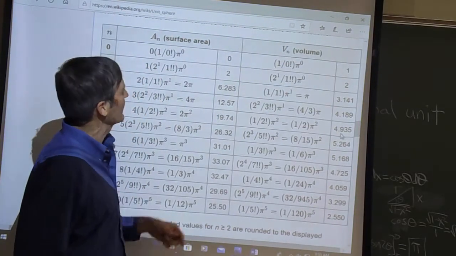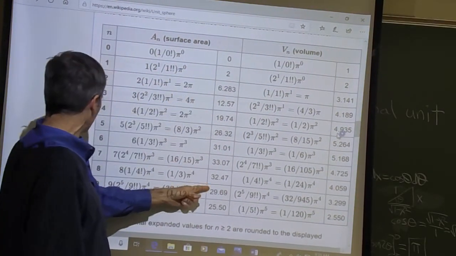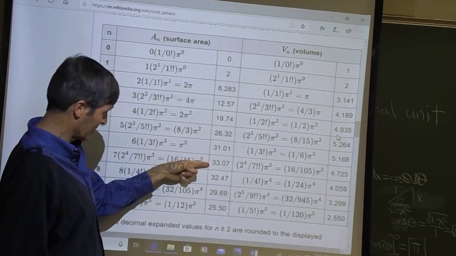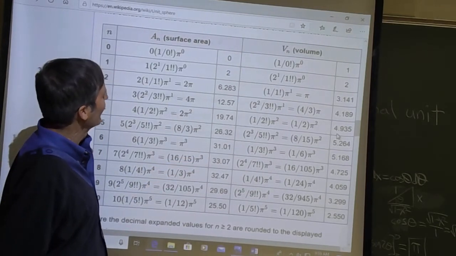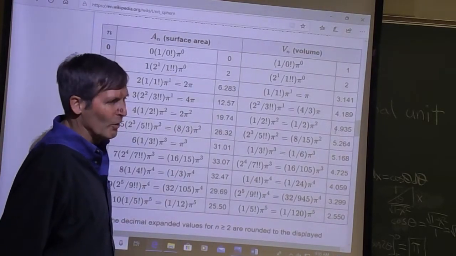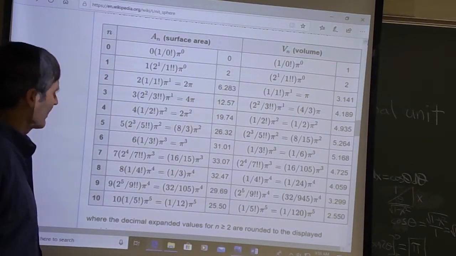We've just been doing surface area. You do the same with the surface area. You find out the surface area of a unit sphere is maximized in 7 dimensions. Kind of an interesting excursion. I thought it was maybe worth waking us up today.